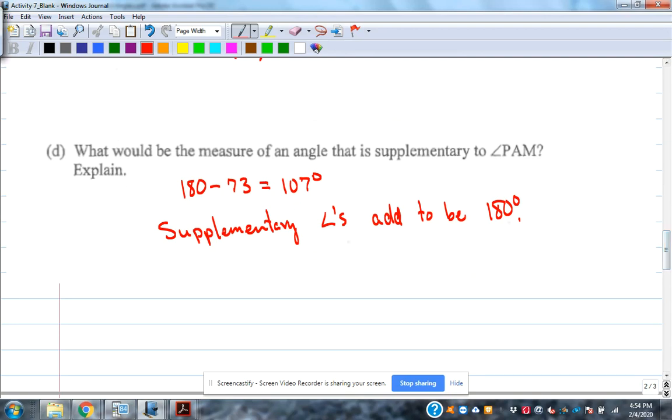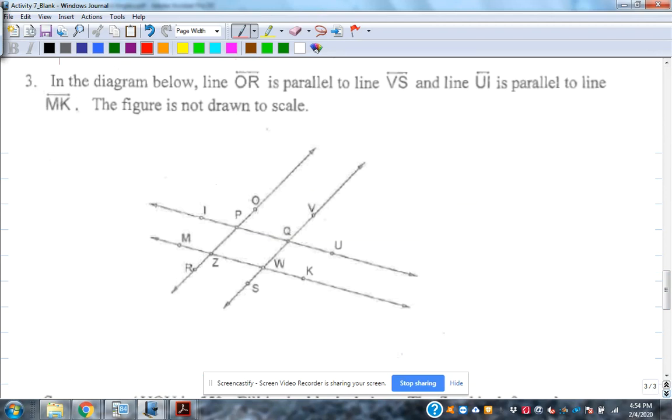Oh, number 3's got another picture. Woo-hoo! I'm excited about that. That's a lot of pictures. A lot of letters in there. It's kind of bunched up close together.